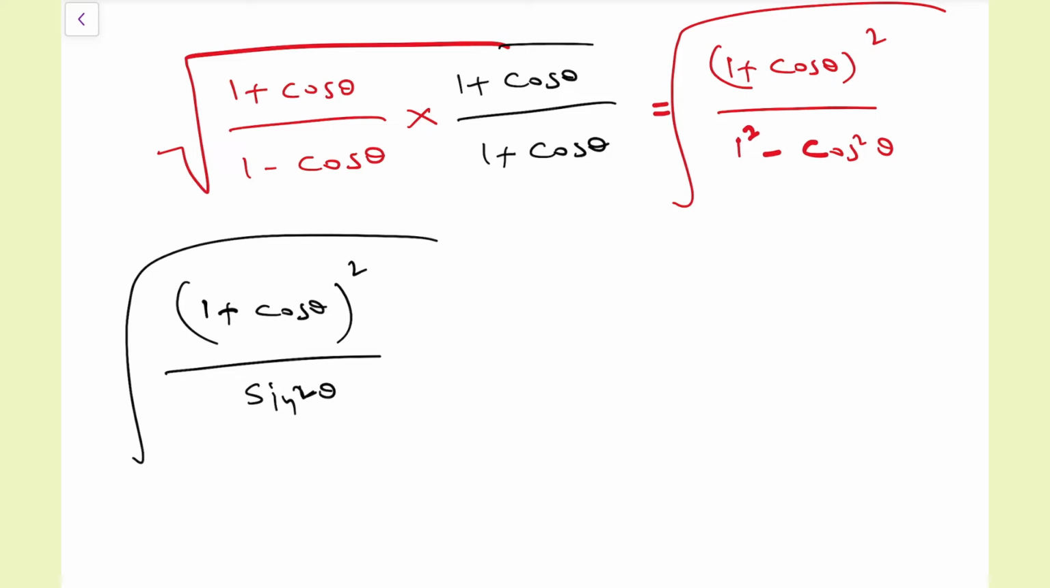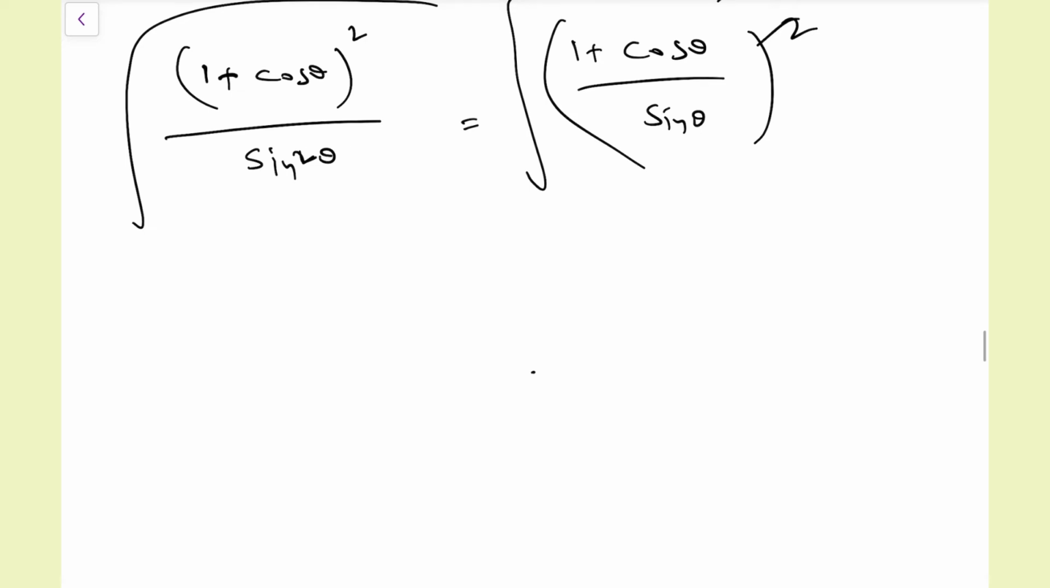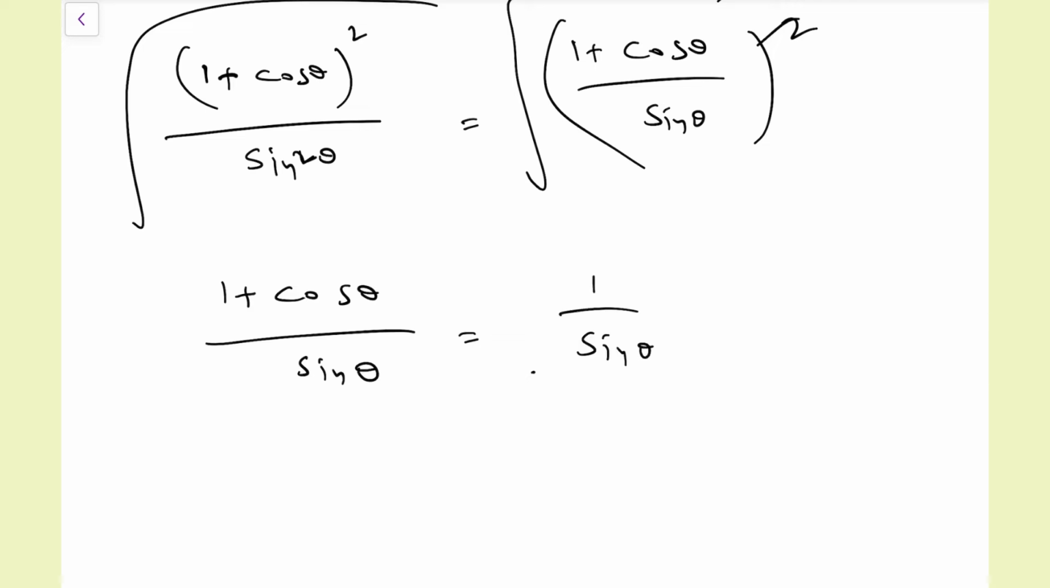Now in the numerator as well as the denominator we have a square, right? So what I will do is write (1 plus cos theta) divided by sin theta, whole square. Square root and square cancel. Then we remain with (1 plus cos theta) divided by sin theta. Let us separate this: 1 by sin theta plus cos theta by sin theta. 1 by sin theta is cosec theta, plus cos theta by sin theta is cot theta. Hence proved.